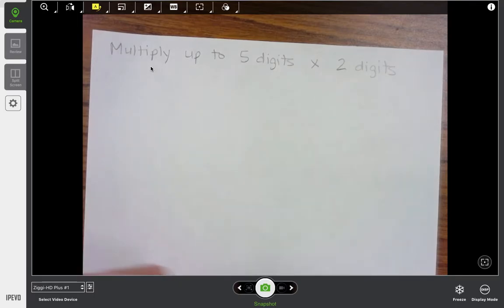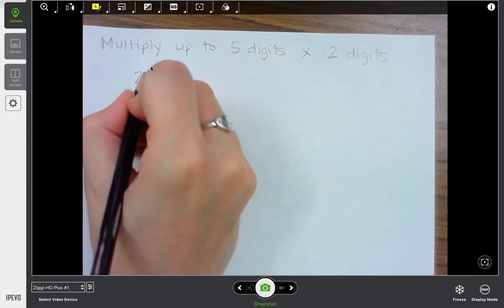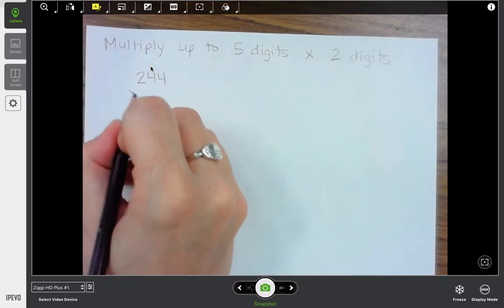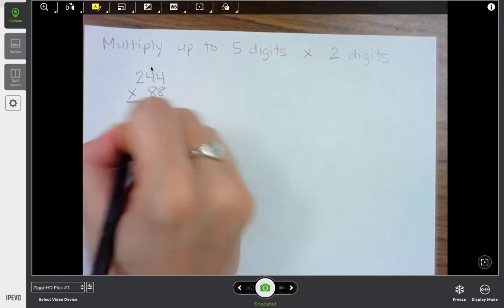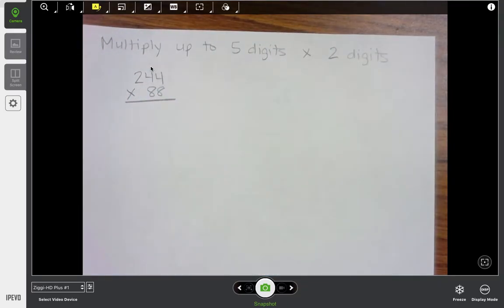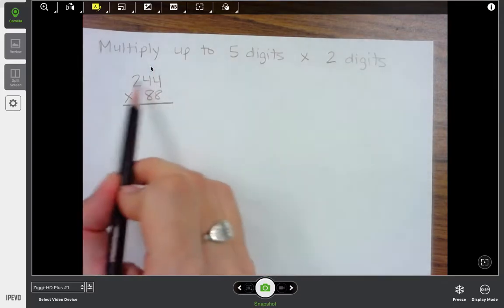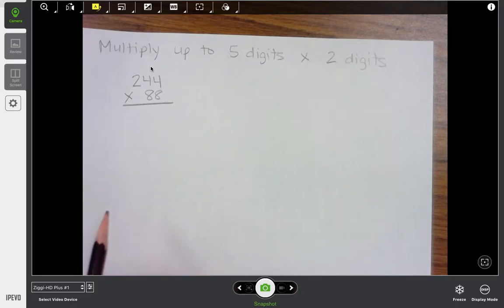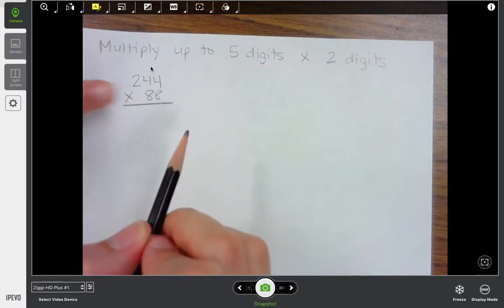So let's start with a 3-digit number. So if I take 244 and I multiply it by 2 digits, so let's say 88, we'll talk about the standard algorithm in just a minute. I want to show you a way, though, that might make it easier in multiplying multiple digits by 2, okay? So we can break this number here apart.